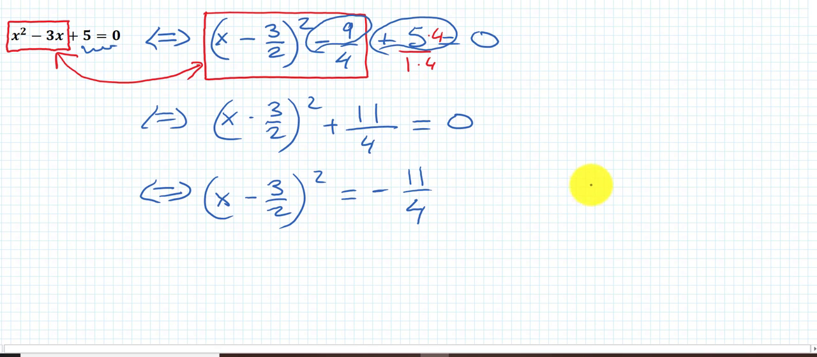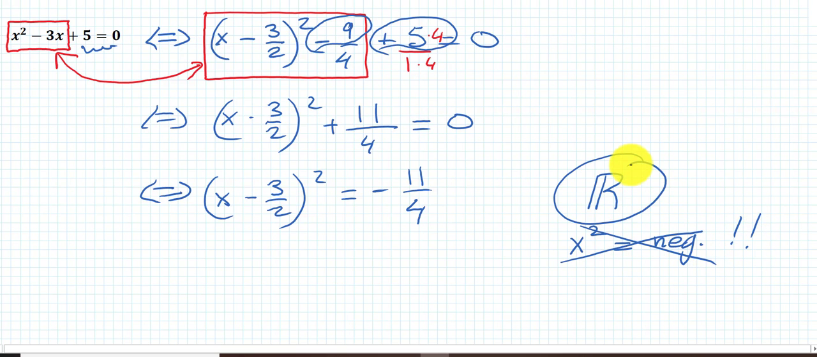Now in this video, I'm only going to be working with real numbers, and I know that a real number squared cannot be equal to a negative number. That is not possible, not if you work with real numbers. So this equation doesn't have any solution. So the empty set is your answer. All right, next kind of examples.